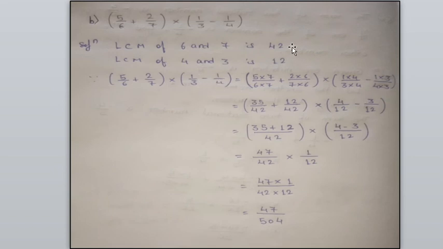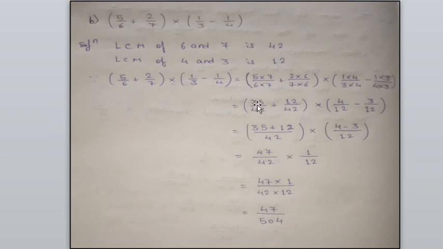So now LCM is given for the first two rational numbers as 42. It means we have to multiply the first rational number with 7 and the second rational number with 6. So that is 5 into 7 divided by 6 into 7 plus 2 into 6 divided by 7 into 6. And the LCM for the second two rational numbers is 12. It means we will do the cross multiplication. So here 1 into 4 divided by 3 into 4 minus 1 into 3 divided by 4 into 3.